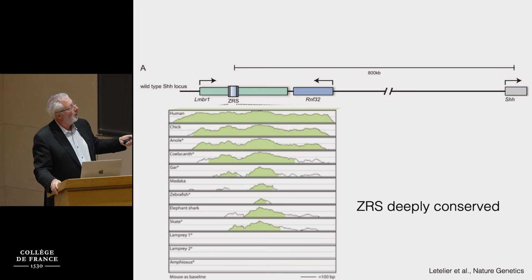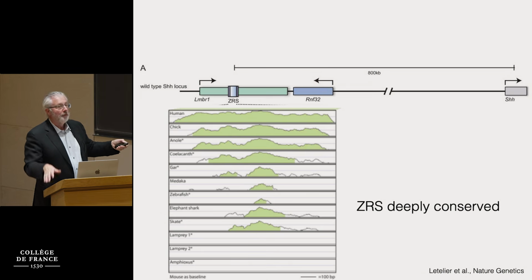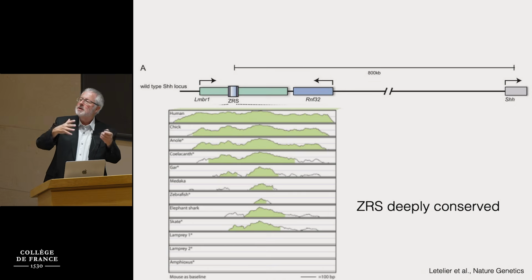human. But if you look all the way down, a mouse is similar to a skate, is similar in some ways to an elephant shark, a little bit. Zebrafish is a little bit truncated, so there are weird things there. But it's very similar. What does this mean? What does this diagram mean?